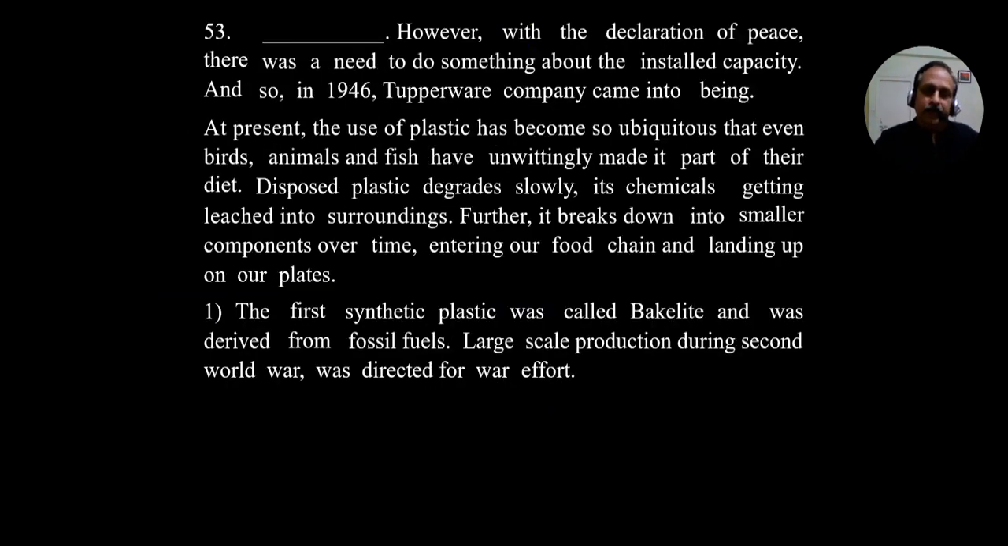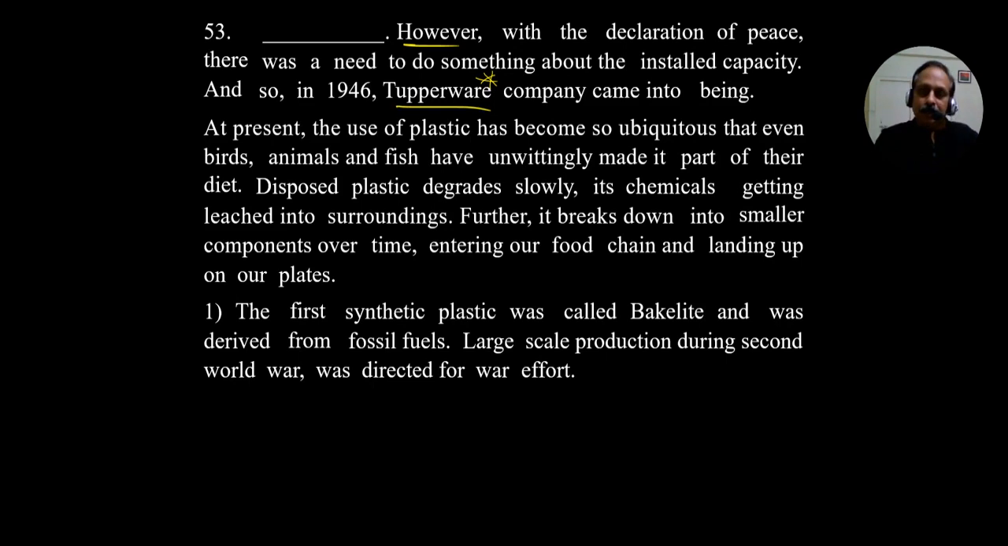The next one, 53. However, here it starts with a contrasting word. With the declaration of peace, there was a need to do something about the installed capacity. And so in 1946, Tupperware company came into being. You all must be knowing there's one company that produces plastic products, especially airtight plastic containers. They're used as lunch boxes, they're used to carry the food stuff. And the material is very good, very strong, durable, and they're known for airtight food containers. The name of the company is Tupperware, an internationally popular company.